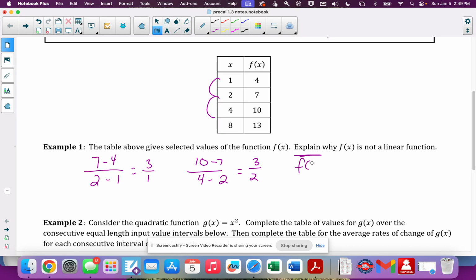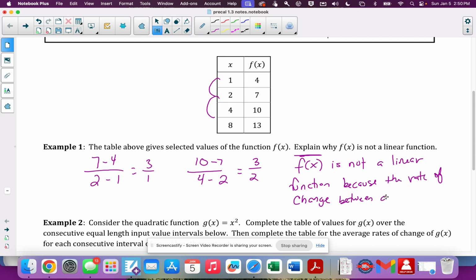Okay, so f of x is not a linear function because the rate of change between all points is not constant. And this is what I'm talking about when I say explain, full sentences, that kind of thing. This is how you're going to be expected to answer your questions.